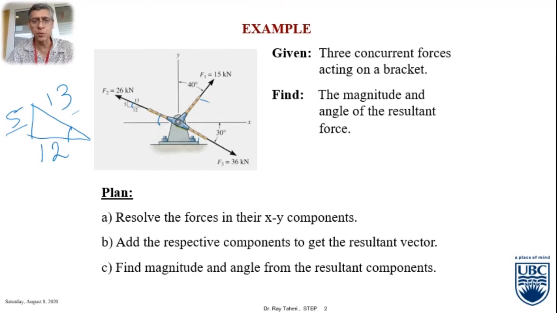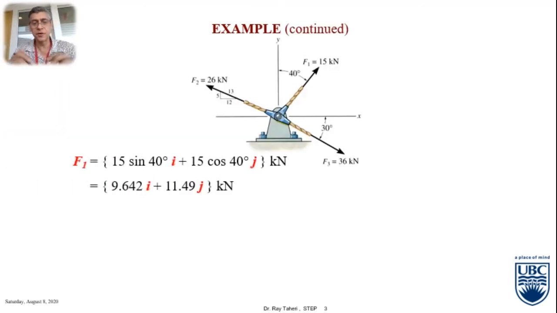Let's put this plan to work. Well, first one, F1, is very easy. So if this is 40 degree, this is 90 degree. So the x component is 15 kilonewton, either sine of 40 degree or cosine of 50 degree. We wrote here sine. And the y component is 15 cosine of this angle or sine of this angle. So it's pretty much the same.